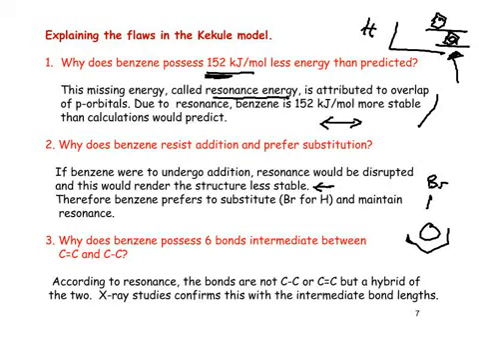Why does benzene possess 6 bonds intermediate between carbon-carbon double and carbon single? Well, according to the resonance, the bonds are not carbon-carbon single bonds, they're not carbon-carbon double bonds, but a hybrid of the two. And this is why the X-ray shows that up.